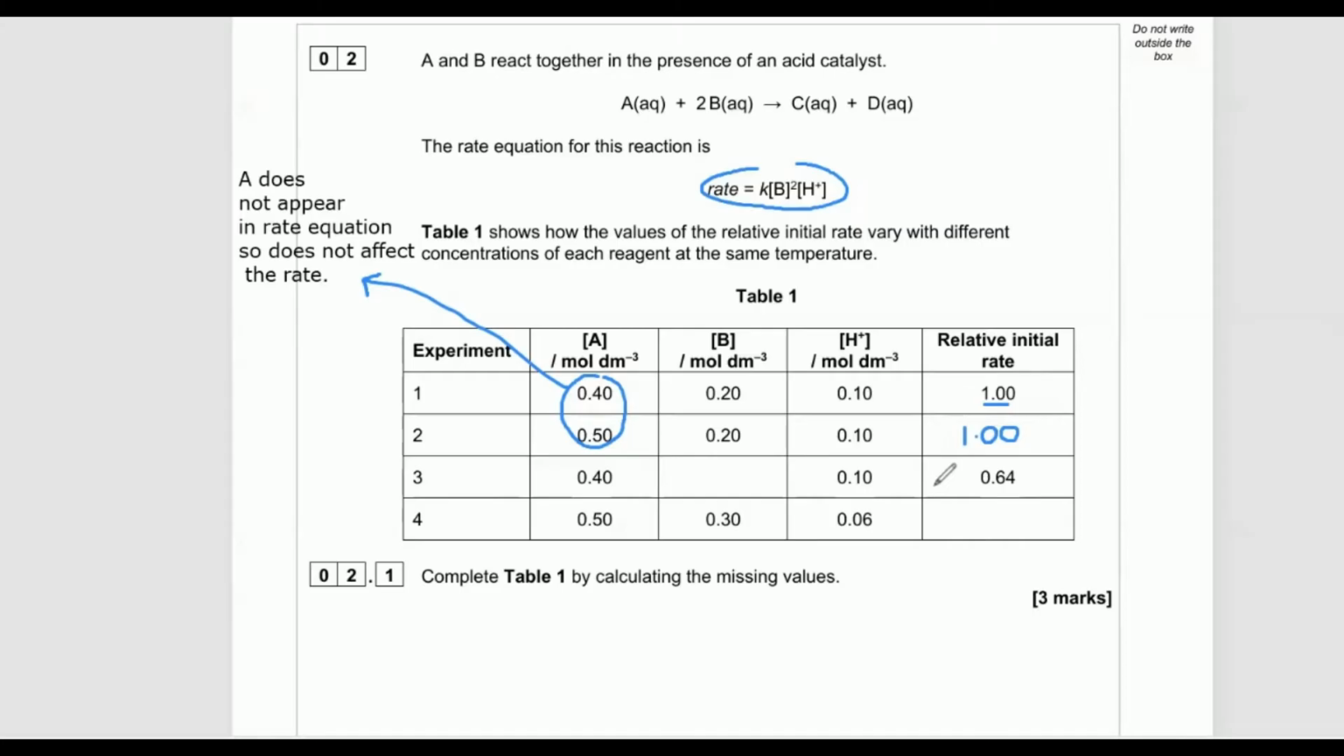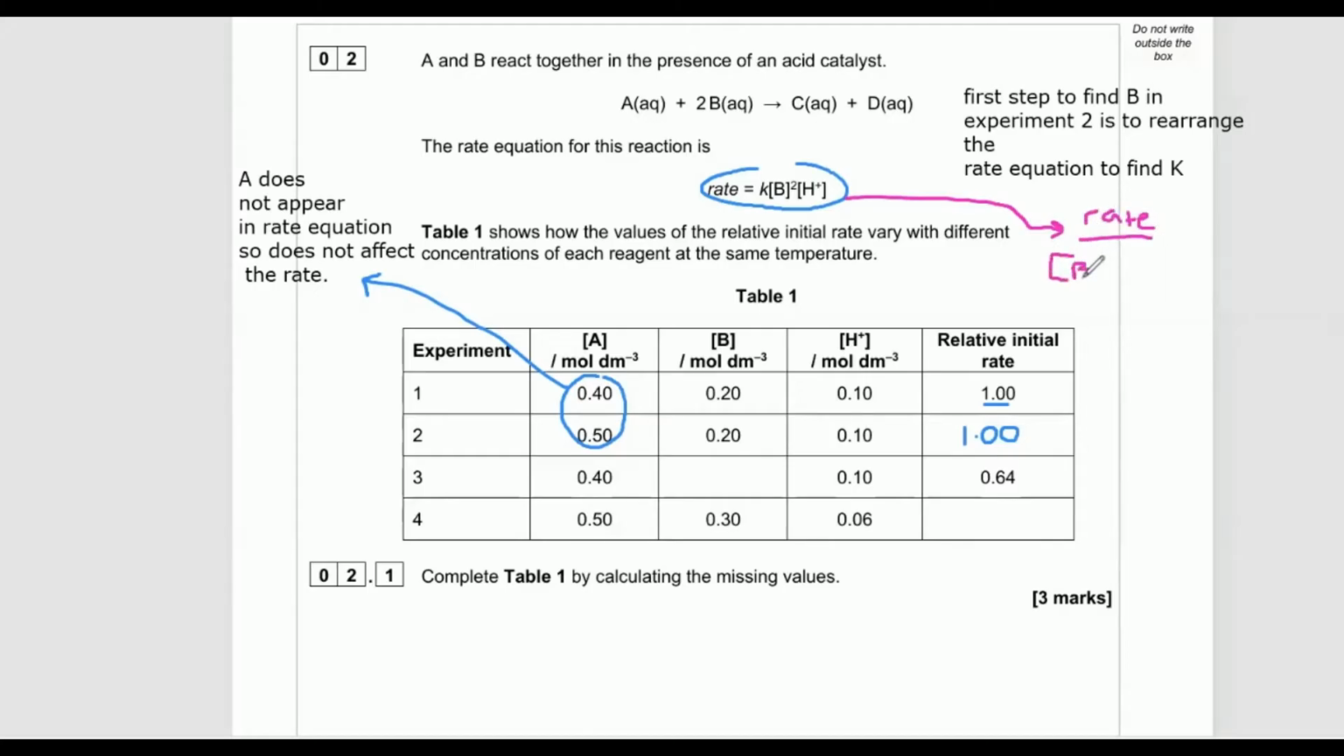Now let's look at experiment 3. We can see A is 0.4, H hasn't changed, but the rate has changed, which tells me that B must have changed. B appears in the rate equation. So we need to find out what B is. How are we going to find out what B is? So the first step into finding out the concentration of B is we're going to need to solve the rate equation to find K, because we can't find B without K. So let's rearrange the rate equation to find what K is.